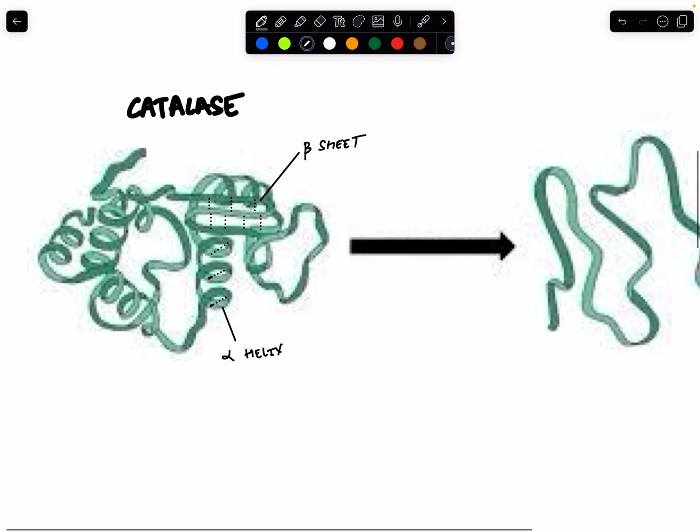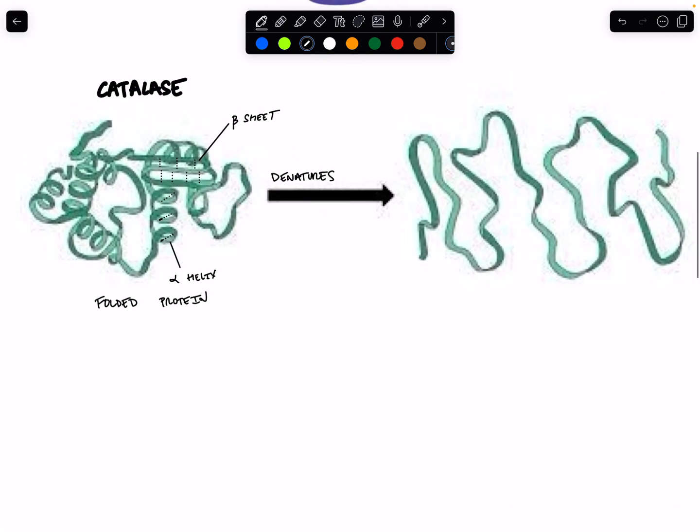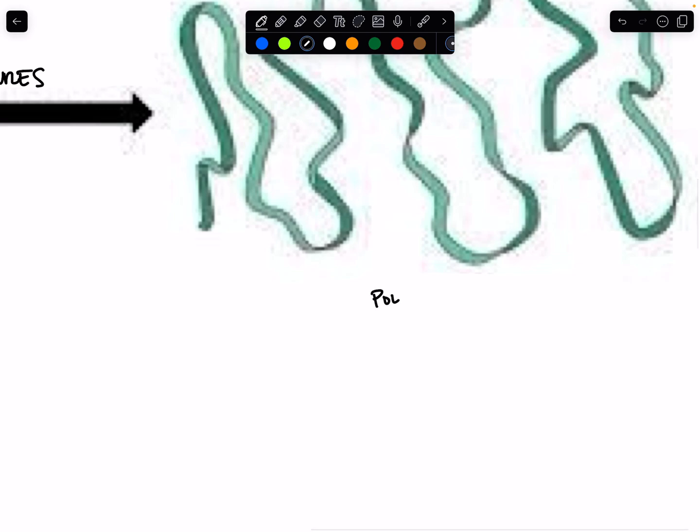However, if it denatures, this means it goes from being a folded protein to a long straight chain, a primary structure protein, which we don't even call a protein, we just call it a polypeptide.